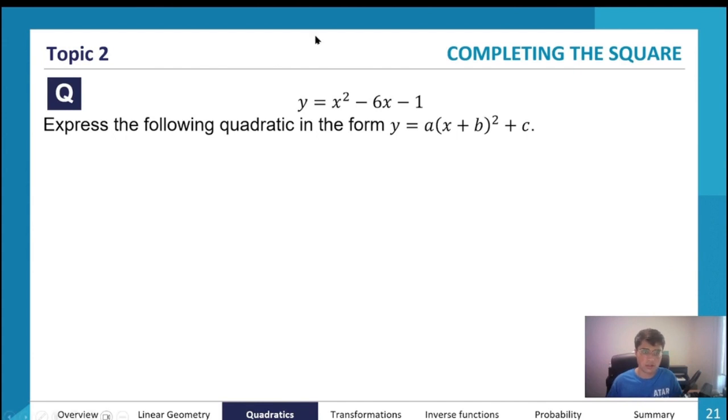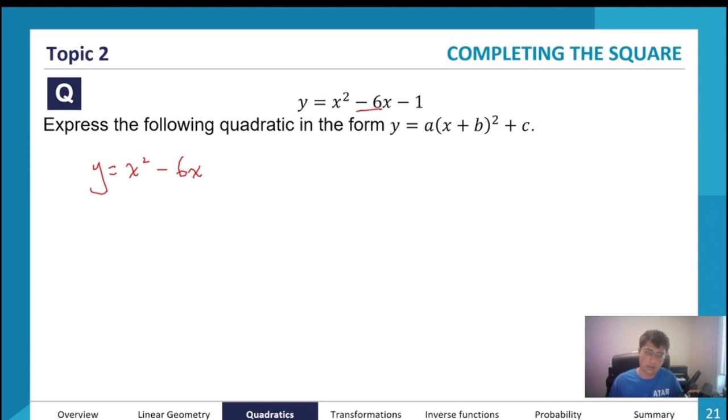So we need to express the following quadratic in the form y equals a times (x minus b) squared plus c. That's the stationary point form, so we can do some practice on completing the square here. The first thing we want to do is recognize what our b term is. That's negative 6. So our first line of working will look like y equals x squared minus 6x.